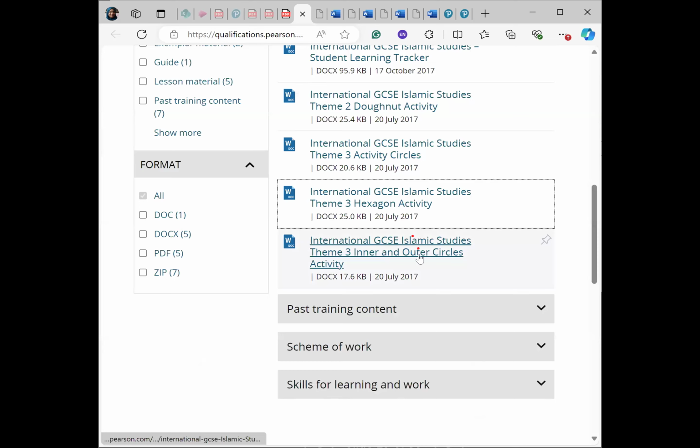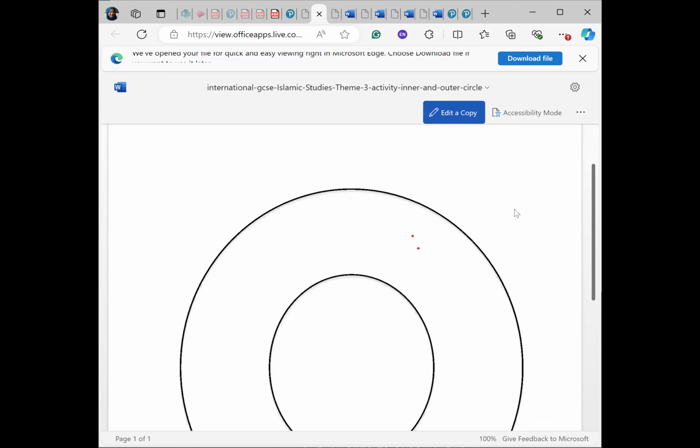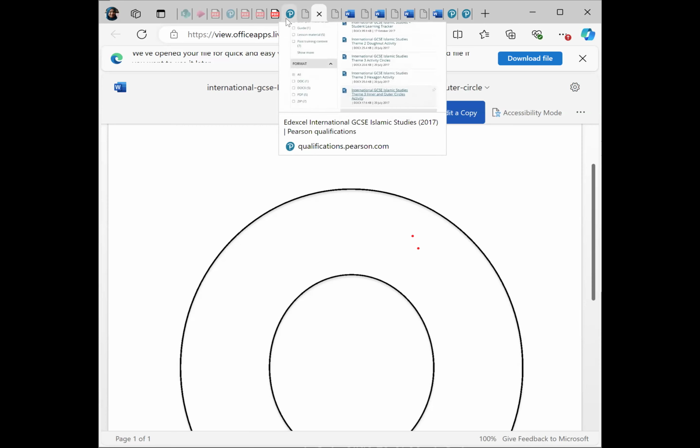One more, which is the outer circle and inner circle. So here you could use this as a way of teaching about Hijrah. You could have the life of the Prophet here, what's happening after Hijrah, and how it is impacting people on the outside here. So again, different ways. You just use these different resources that are there to support you and move forward with the students.